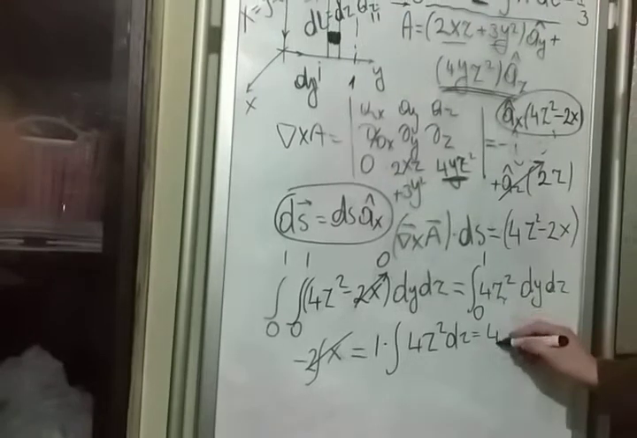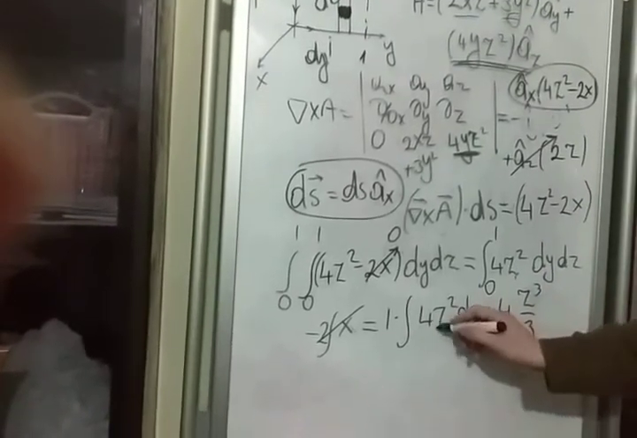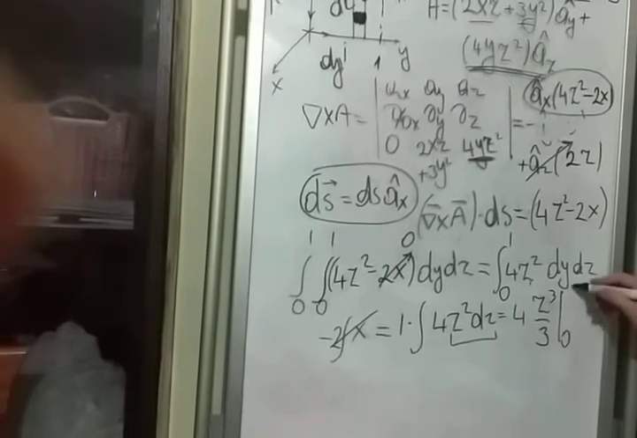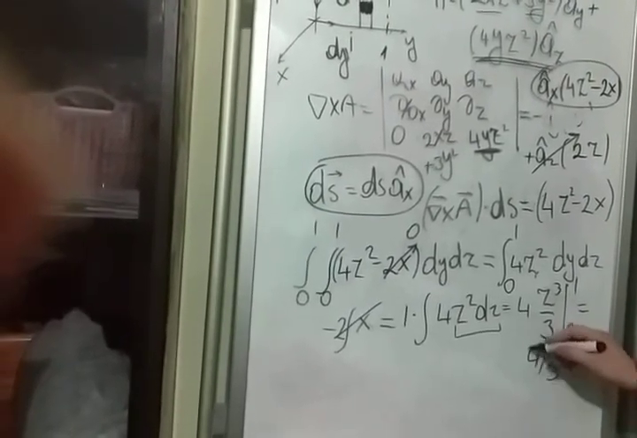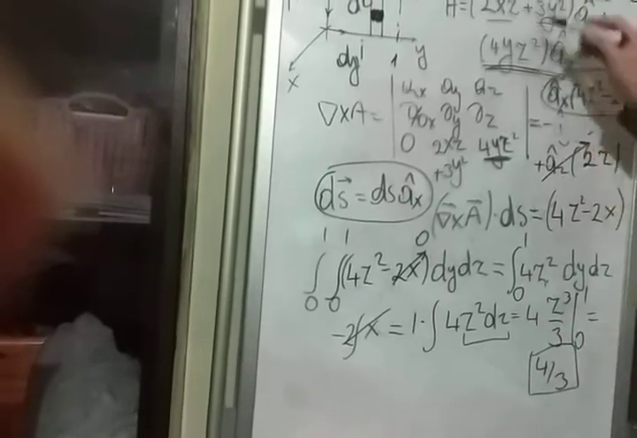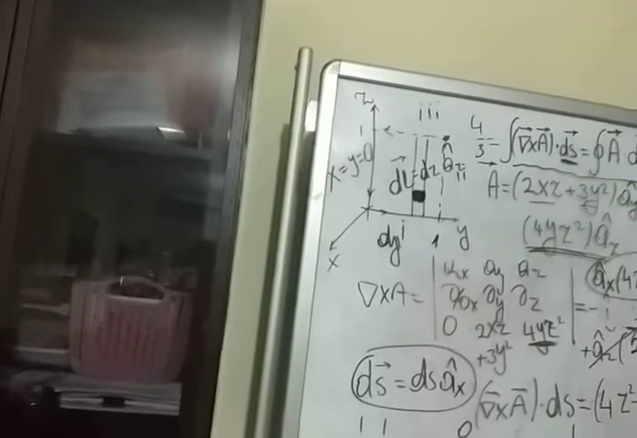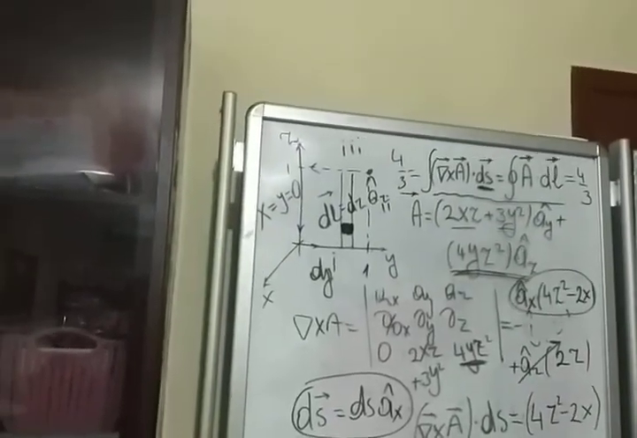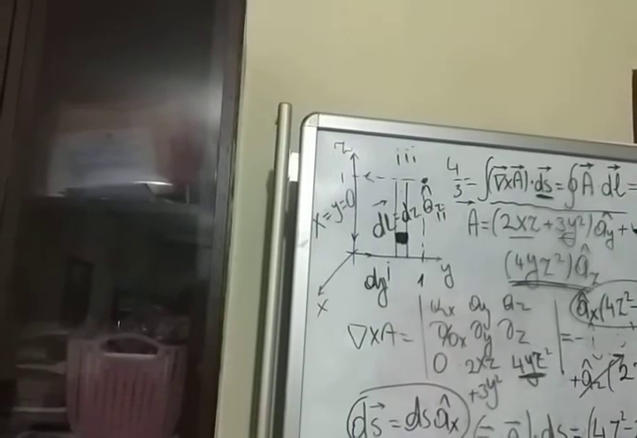This is equal to 4 times z cubed over 3, the integral of z squared dz. From 0 to 1, we get 4/3. So it looks like the left side of this identity is also 4/3. So it looks like Stokes' theorem stands for this vector field. So identity proved.